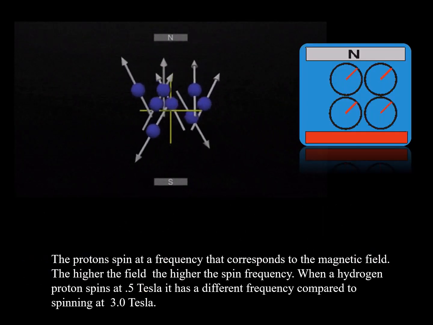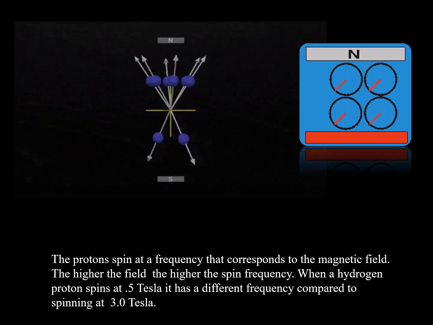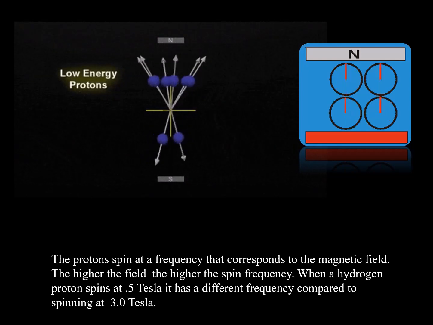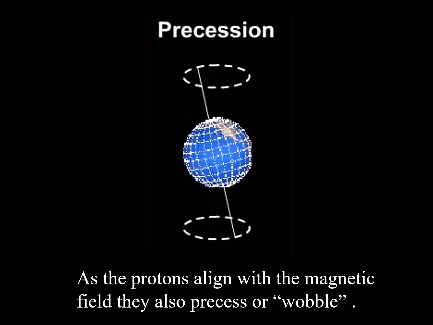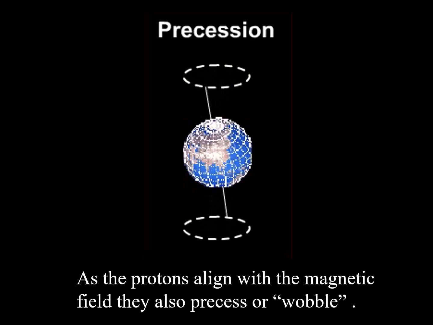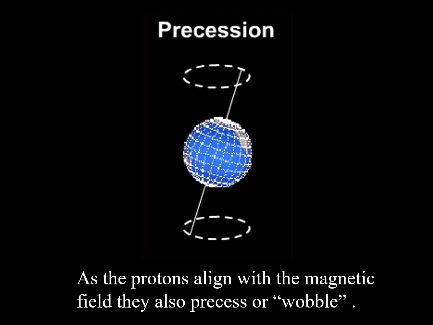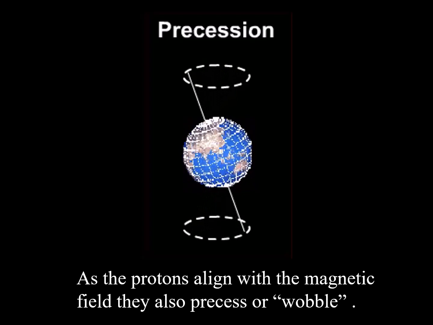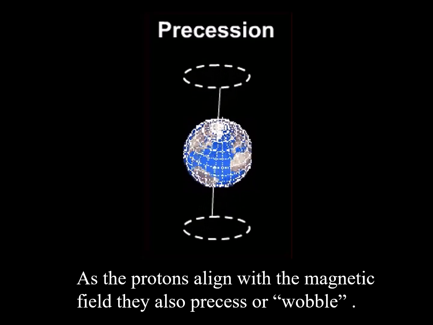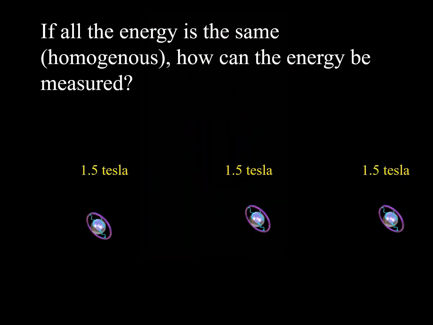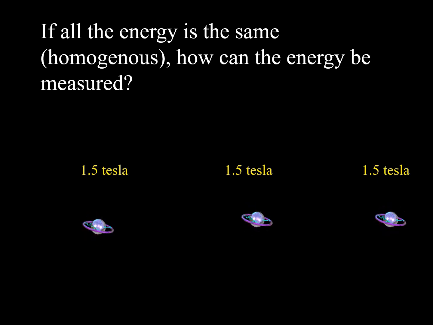The protons spin at a frequency that corresponds to the magnetic field. The higher the field, the higher the spin frequency and the more strength in the signal. Actually, they don't spin, they wobble like the Earth on its axis. This is called precession. In the magnet, they all precess at the same rate. So how can we measure energy and differences in tissue?